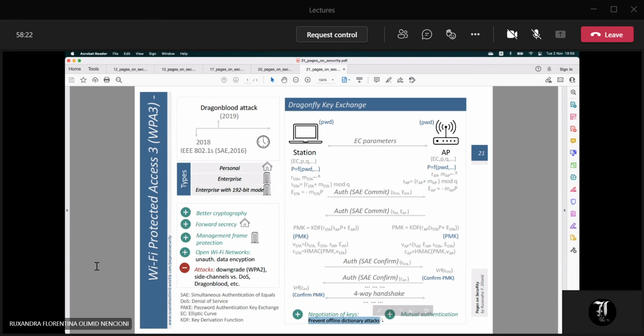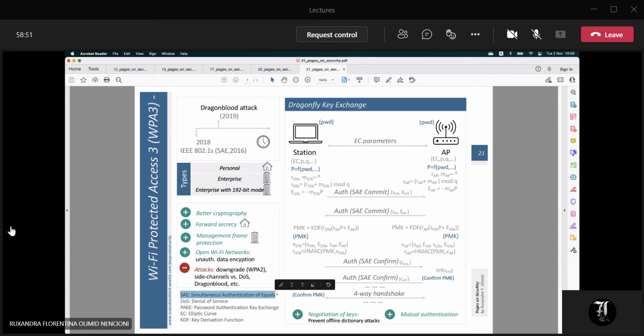So basically, even if the password is weak, and then from this password we derive a master key, the master key is not susceptible to an offline dictionary attack. And how is this done? It's done by something that is called SAE, simultaneous authentication of equals.